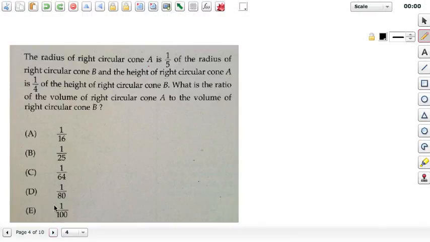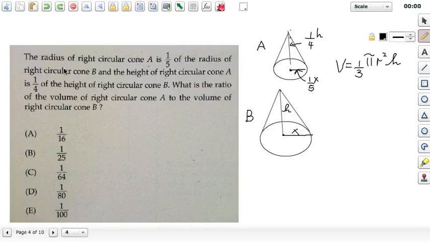Try this problem on your own and then run the video for the answers. The radius of a right circular cone A is 1/5 of the radius of a right circular cone B, and the height of the right circular cone A is 1/4 of the height of the right circular cone B. What is the ratio of the volume of the right circular cone A to the volume of the right circular cone B?